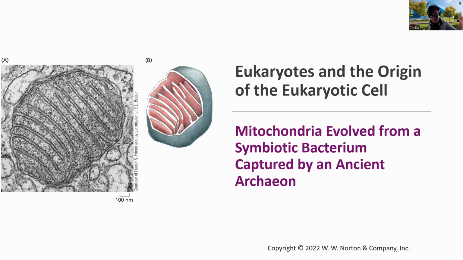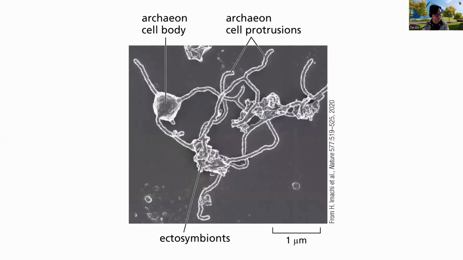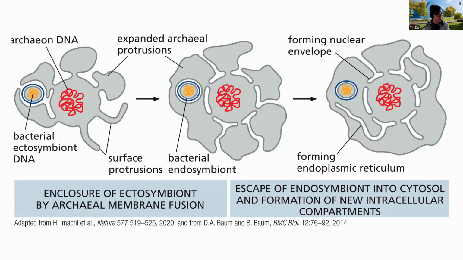But again, this slide is just really saying that we are in a symbiotic relationship with the mitochondria. And so we can see you have the archaean cell body, you have the archaean cell protrusion, and then the ectosymbionts or symbionts. Okay, so this is just imagery of different types of archaic cells, and it's interacting with some symbiotic organelles here. Okay. So right here, bacterial ectosymbiotic, you have archaean DNA, you have bacterial DNA right here.